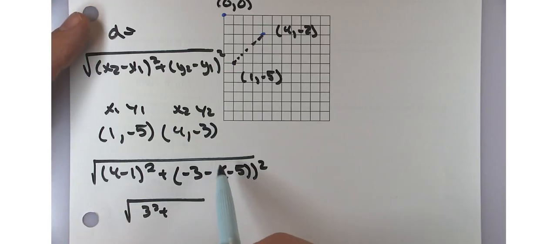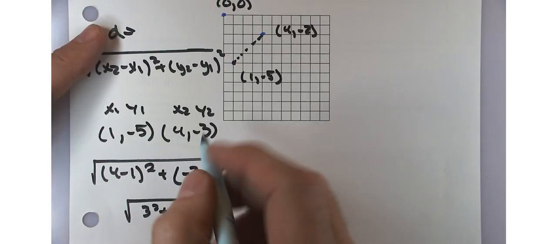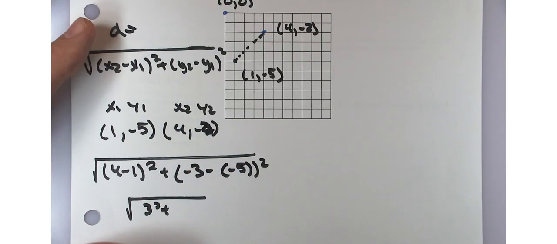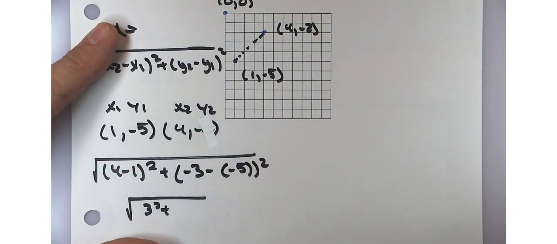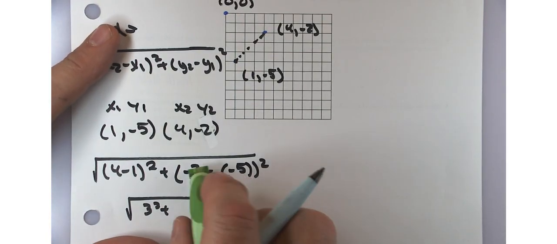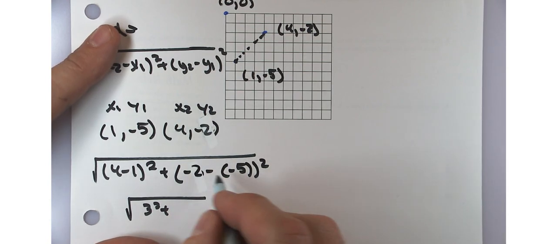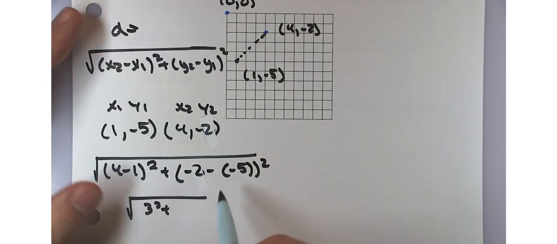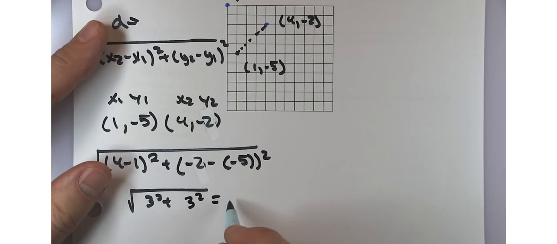Let's see. Negative 3 minus... That's going to be positive 2. No. Oh, is it negative 2 here? Oh, okay. Thank you. All right, let's fix that. I think this will make it work out a little bit nicer. So a negative 2 there. Okay, yeah, so it's going to be a positive 3. 3 squared, so it's going to be the square root of 18.